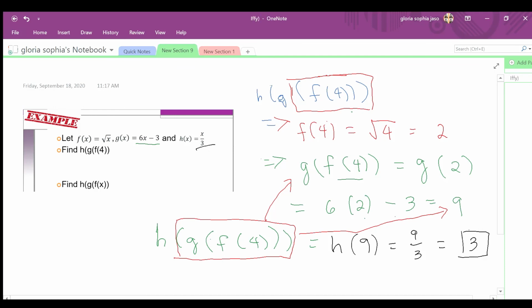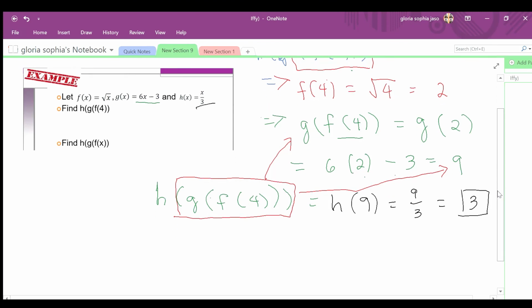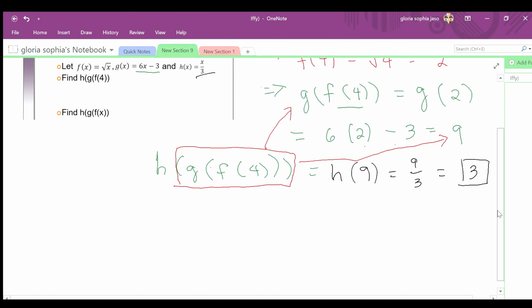Okay, so ganun lang class yung pag-evaluate natin pag series siya ng composition of function. Try natin ulit yung isa. Yung pangalawa.